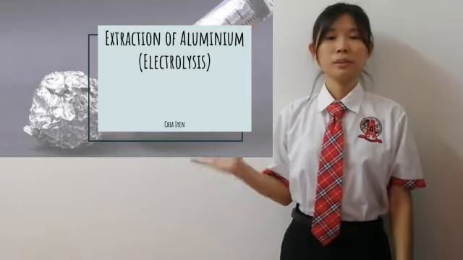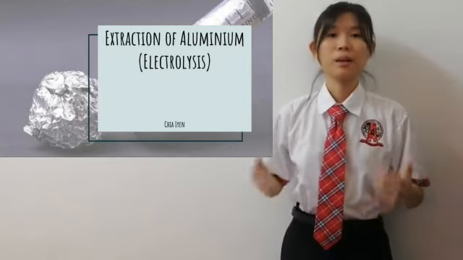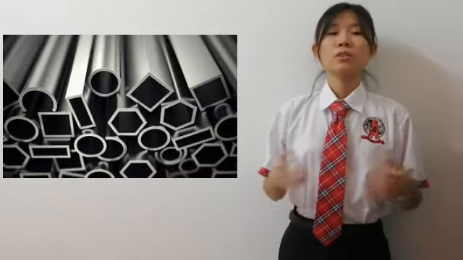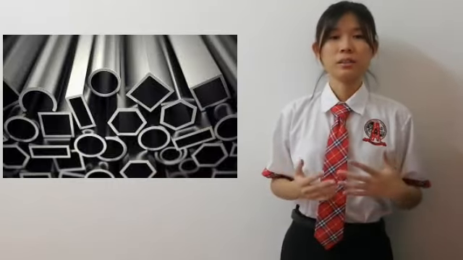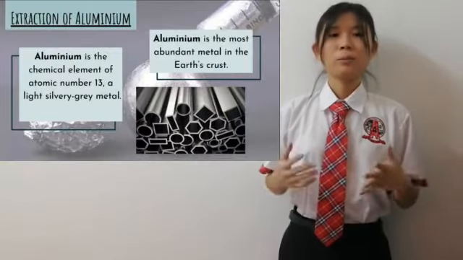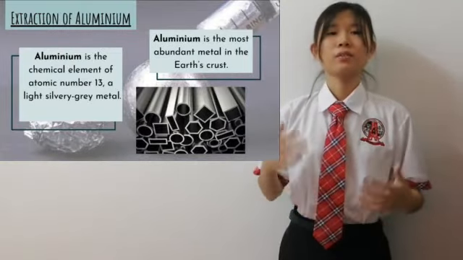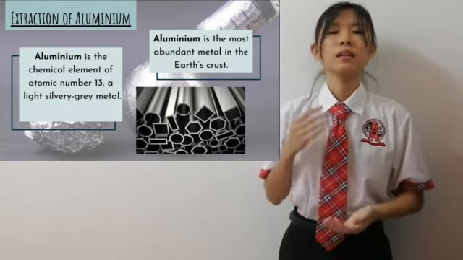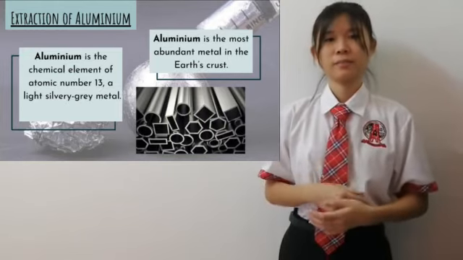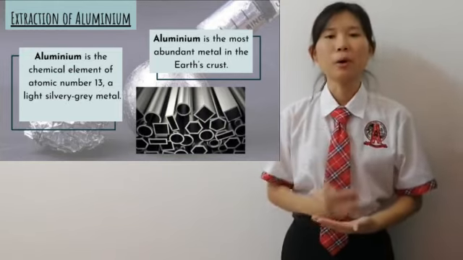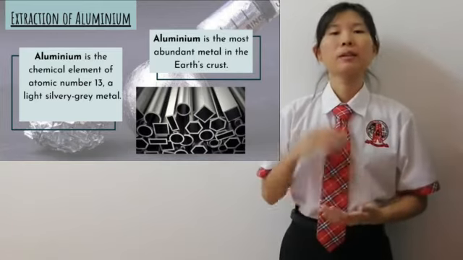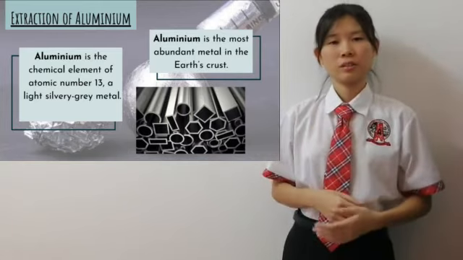Good afternoon, everybody. Today I'm going to talk about extraction of aluminium. So, first of all, I will introduce you to what aluminium is. Aluminium is the chemical element of atomic number 13, a light silvery gray. And also, aluminium is the most abundant element in the Earth's crust.